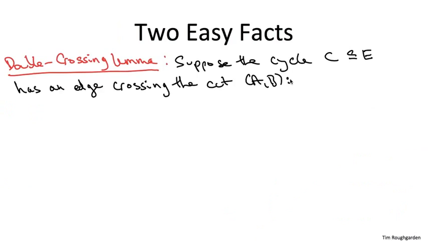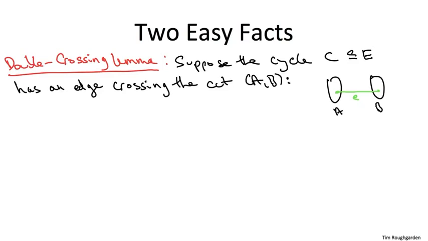The first one I'm going to call the double crossing lemma. In essence, what the double crossing lemma says is that if a cycle in a graph crosses a cut, then it has to cross it twice. It cannot cross it only once. So pictorially, we look at a cut of a graph. So there's the 2 vertex groups A and B. By hypothesis, there's some edge E with one endpoint in each side.